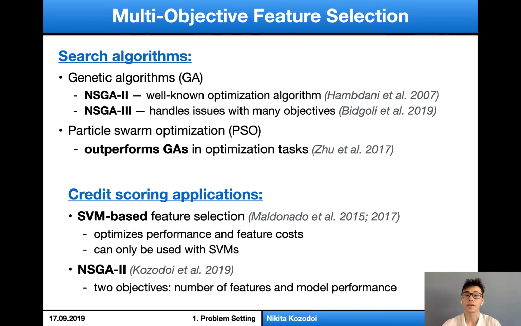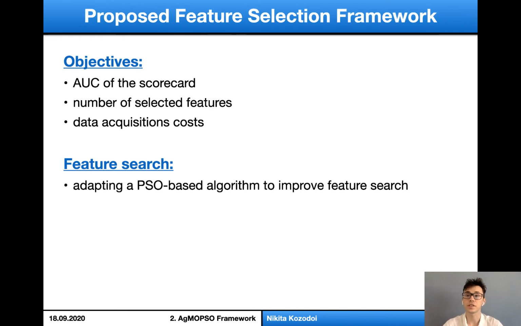We argue that only considering the number of features as a proxy for model comprehensibility ignores the important dimension of data acquisition costs. This is why we develop a feature selection framework that optimizes three distinct objectives: performance of the scorecard, measured with the area under the ROC curve; number of selected features, which stands as a proxy for model comprehensibility; and data acquisition costs, which is another important dimension relevant to financial institutions.